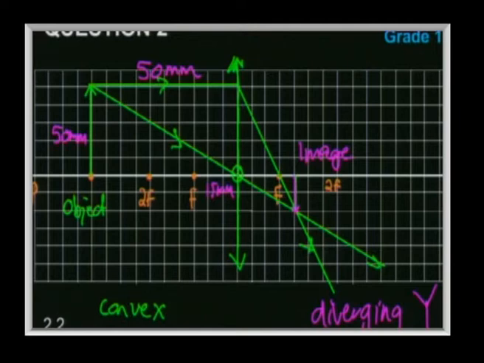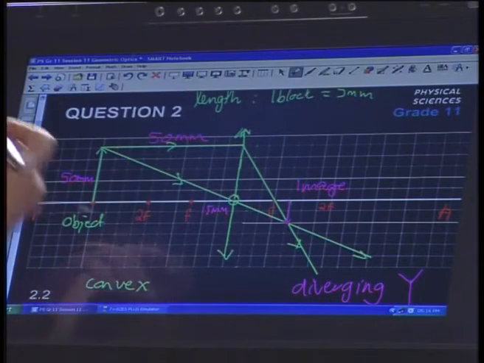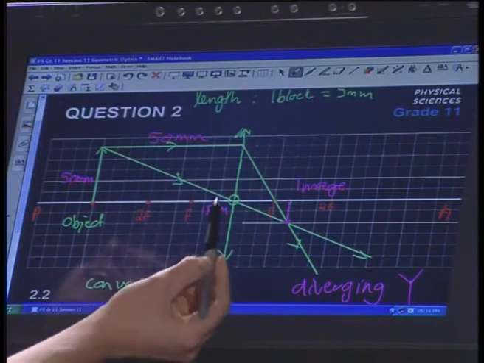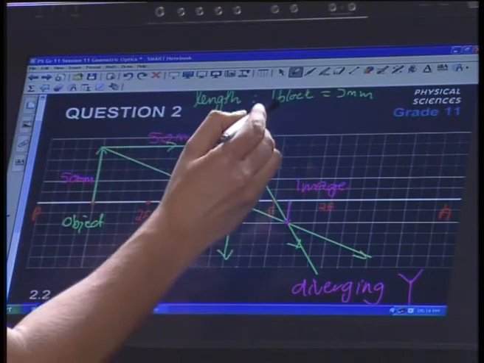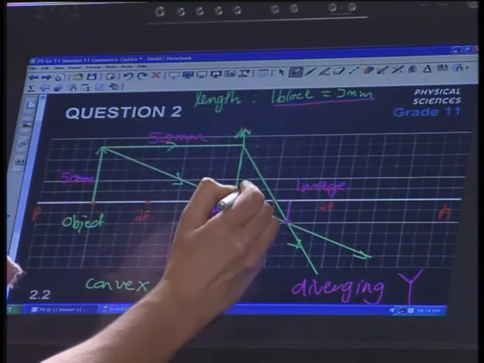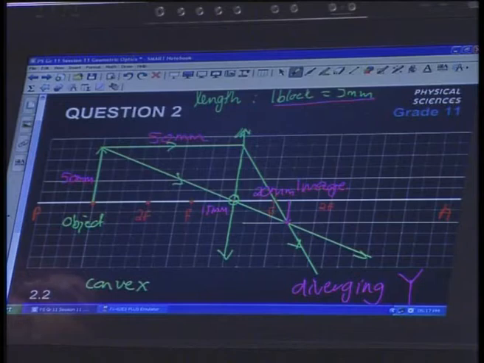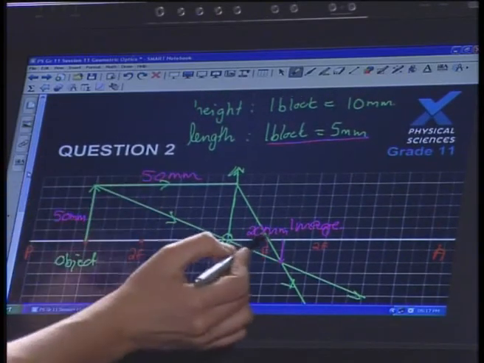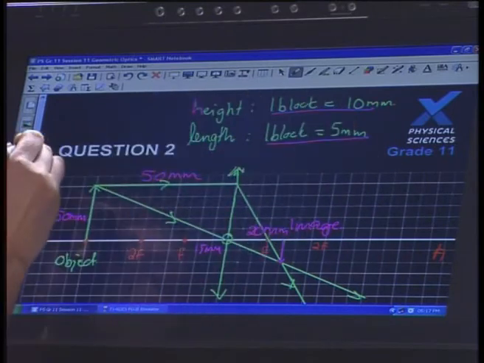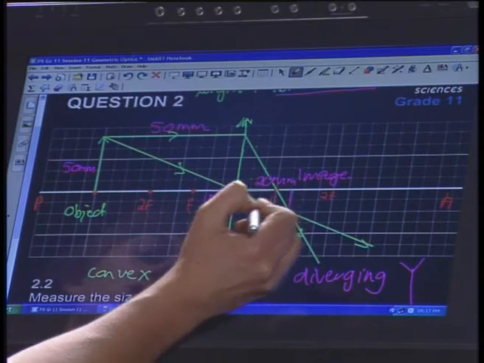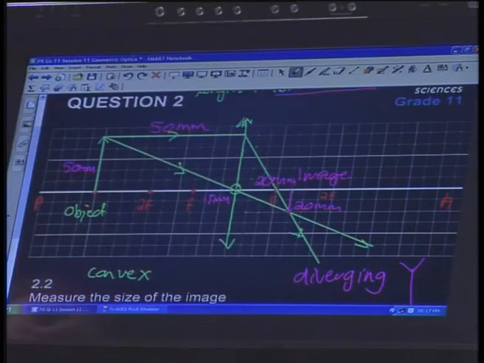Now you're going to take your ruler and you're going to measure the distance from your optical center towards your image. In our case, because I've used the graph paper, I can count the number of blocks. And I've got 1, 2, 3, 4 blocks. Remember, one block is equal to 5 millimeters, so that tells me that this image is formed 20 millimeters from my optical center. If I use my scale again, I'm going to use the number of blocks. Looking at my height, one block is equal to 10 millimeters, and I see that I've got 1, 2, that is going to give me 20 millimeters in height for my image that is formed.